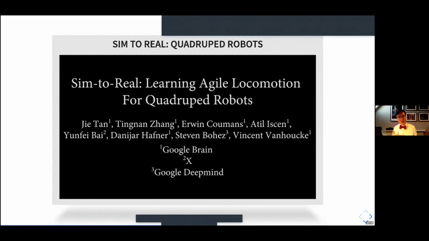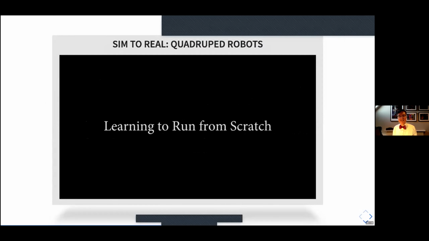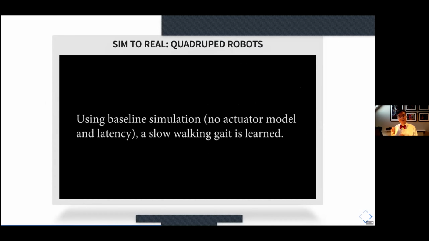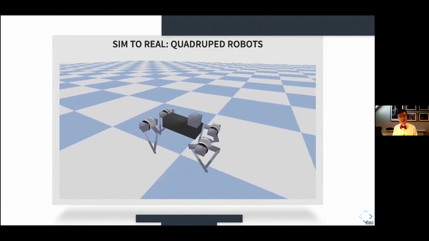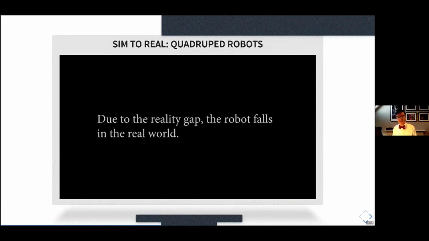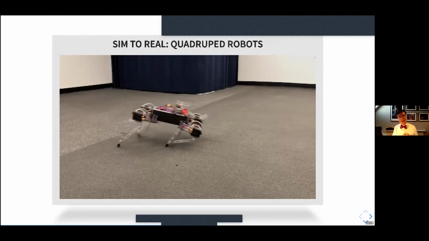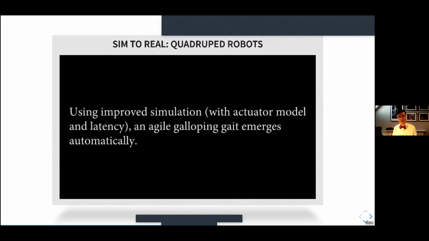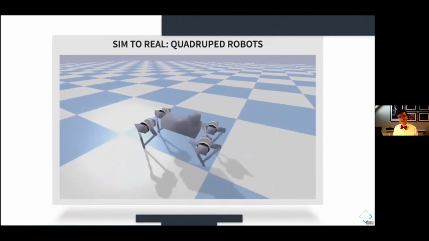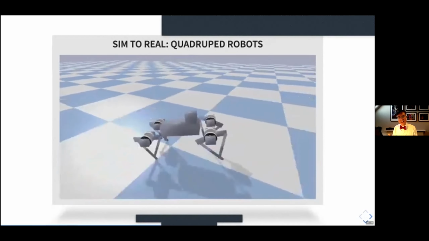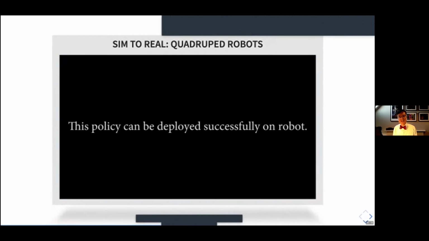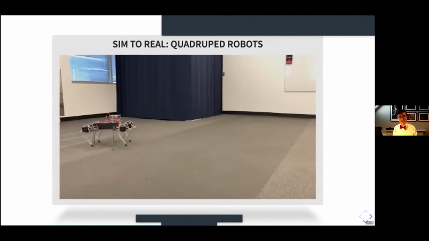Okay, let's go back to robots for a second. We all love robots. These guys are doing some amazing work to do with simulating first and then trying out on the real robot. What they noticed was something interesting. Basically, the simulator wasn't quite accurate enough, and that meant that the robot fell over when they tried it. They used an improved simulator and that led to this wonderful running gait. And as you can see, this works really nicely on the real robot.